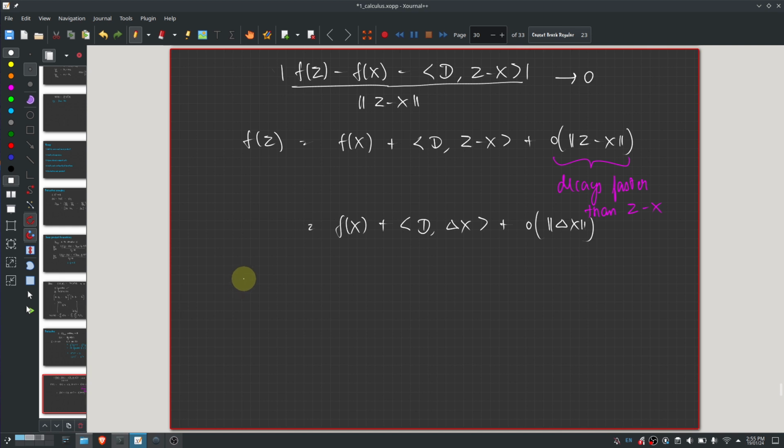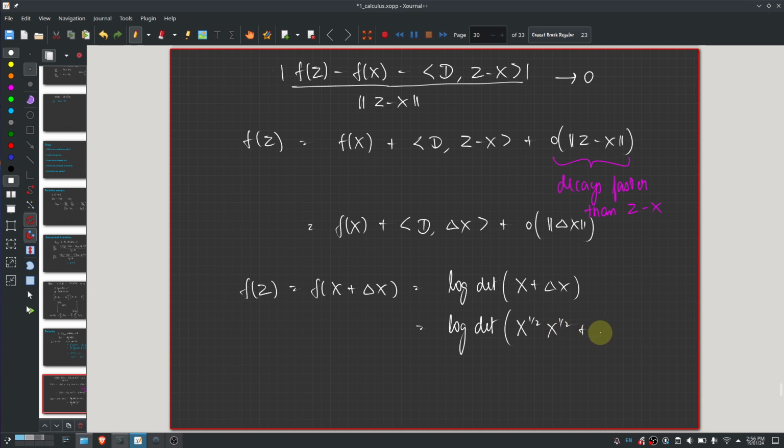Okay, so let's write down f of Z. f of Z, which is f of X plus delta X, is the log determinant of X plus delta X. Now I'll use the first one of the properties of the positive definite matrices that we've seen, that X has a square root. I can write this as log determinant of X power half, the square root of X, times the square root of X plus delta X.